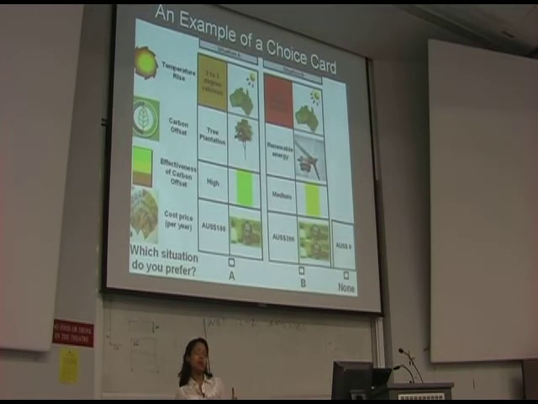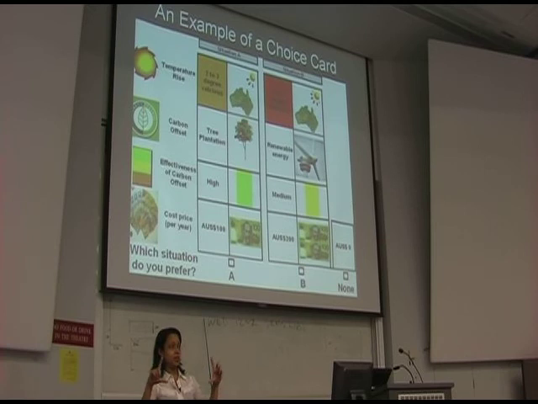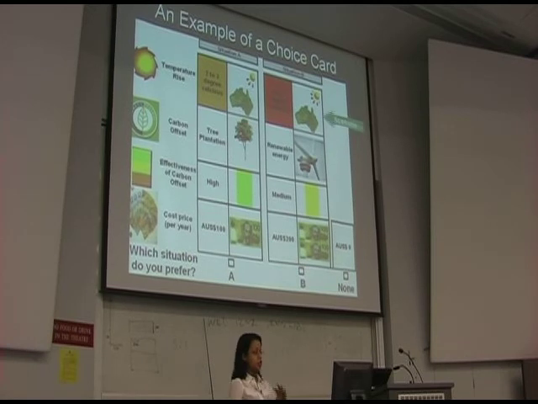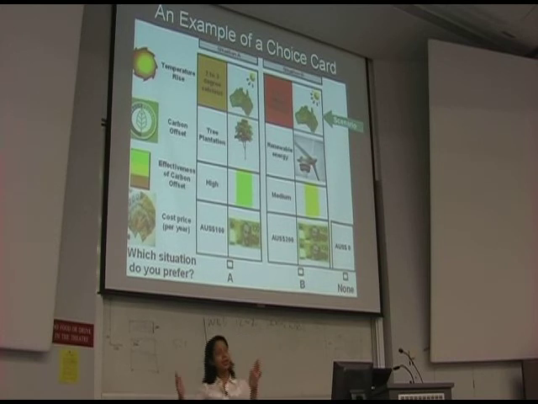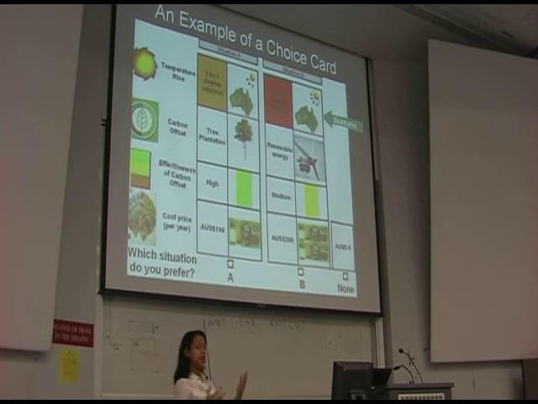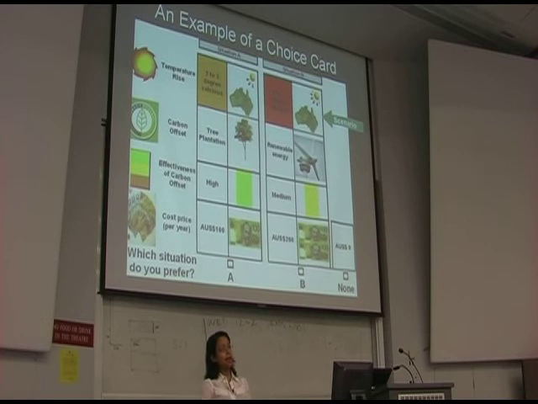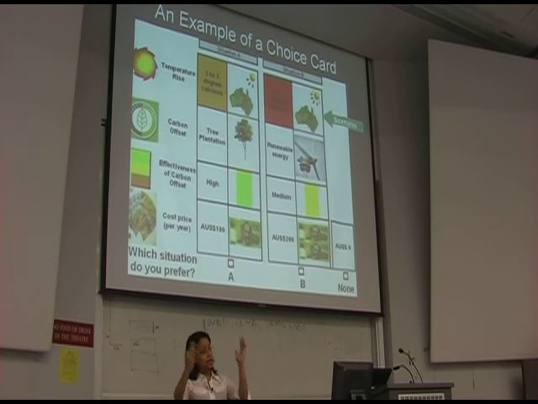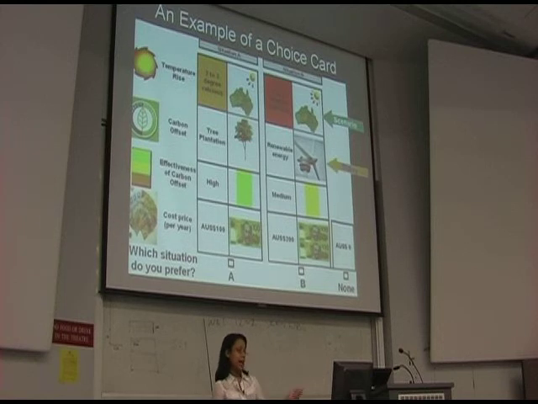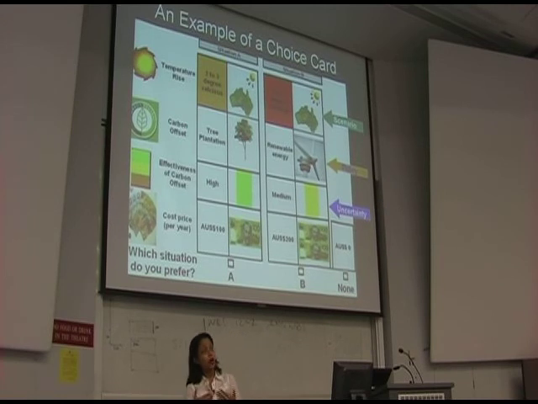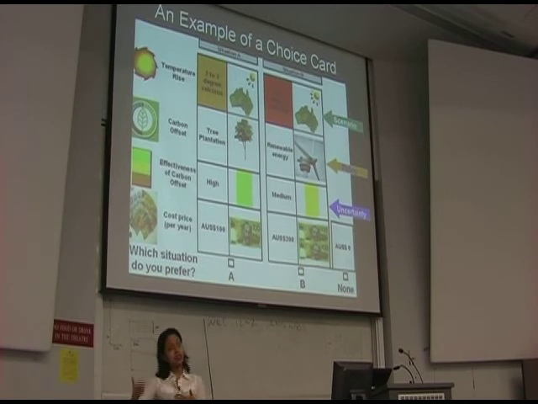So this is an example of a choice card that we show the respondents, showing different situations. This is one scenario, and you can see that this scenario is not fixed, because there are different estimations about temperature rise. Some scientists say it can go up by 1 degree, 2 degrees, 3 degrees. So there are different scenarios. It's not a fixed situation. And these are the carbon offset schemes. And these are the uncertainties about the policy.